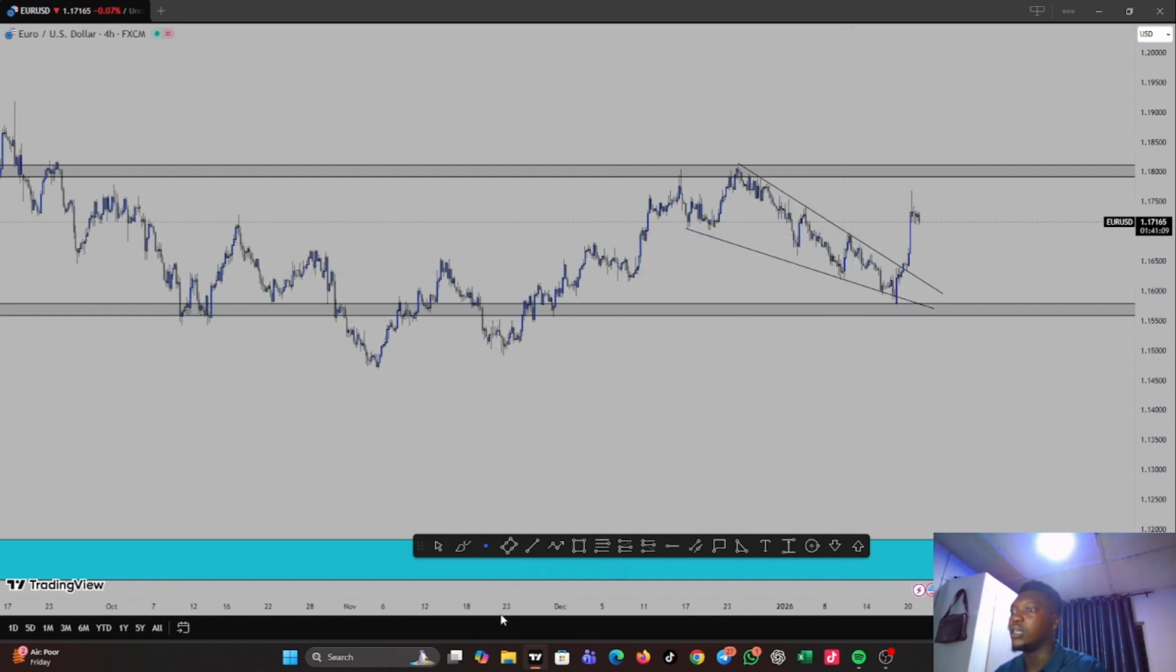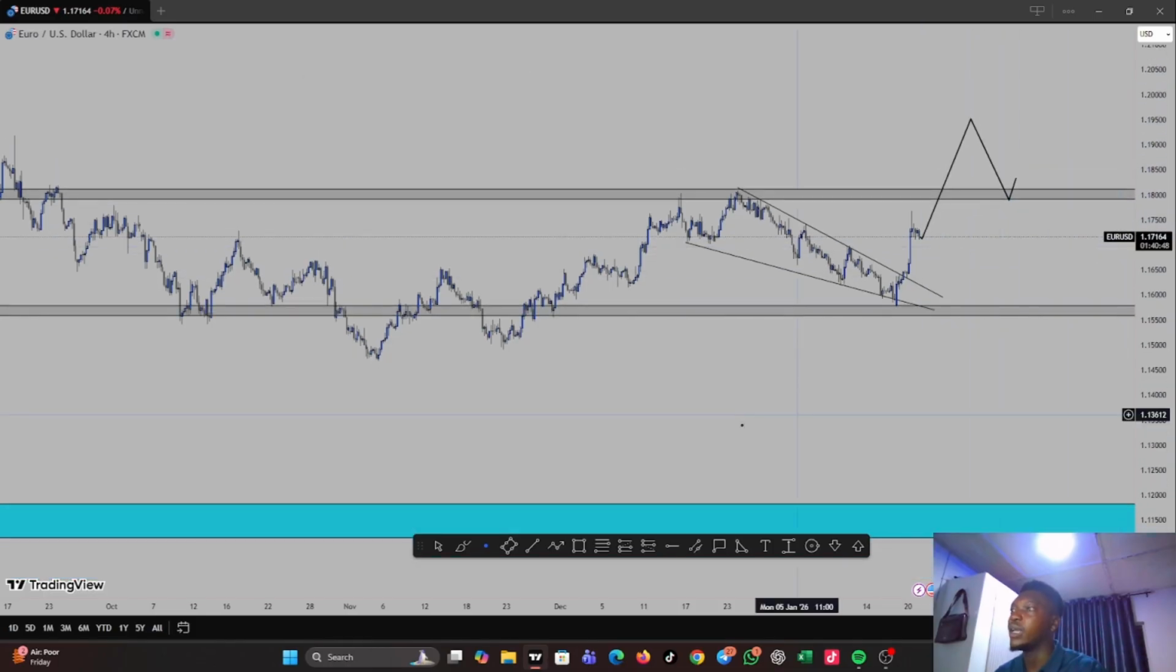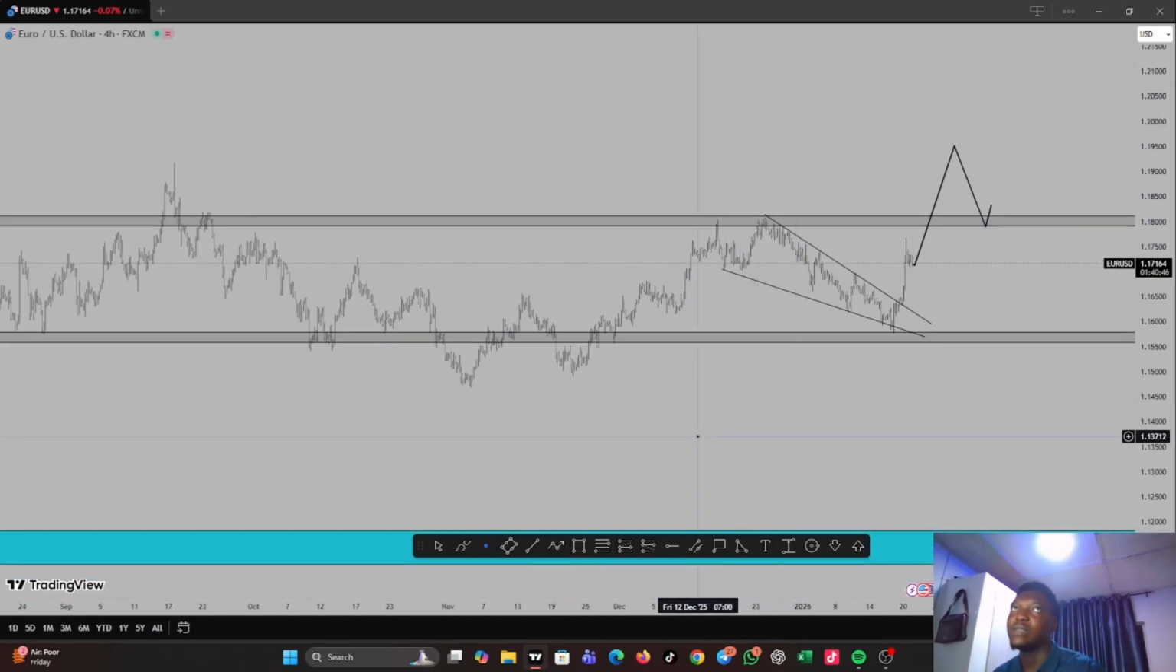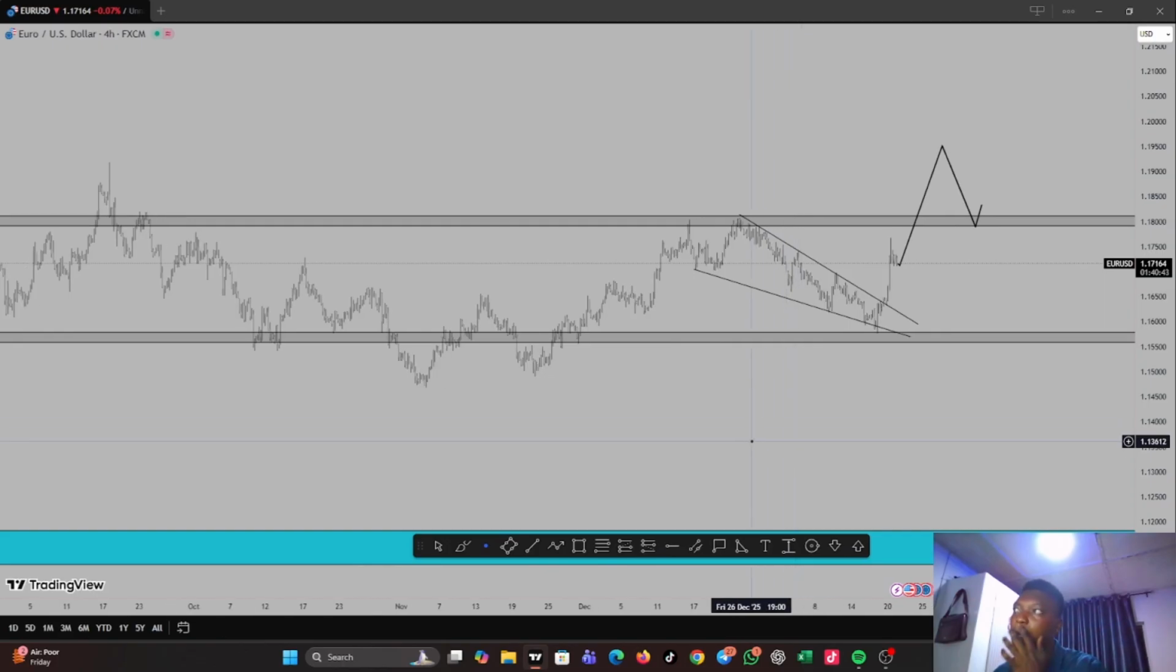GBP USD. If I will be trading this, I would want maybe if price can drop more lower before going up, or if price starts pushing up from where we are currently and we push up, the best thing is to wait for a retracement here, then continuation next. That is if price fails to pull back and we just keep heading to the upside. So this is my full and complete analysis on Euro USD. I am bullish on Euro USD.